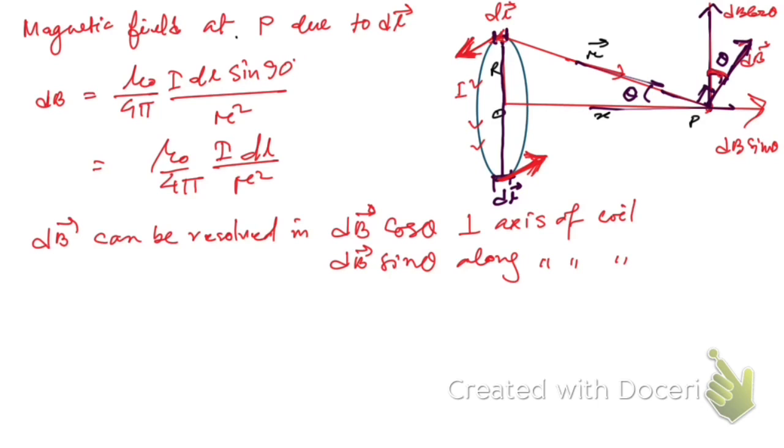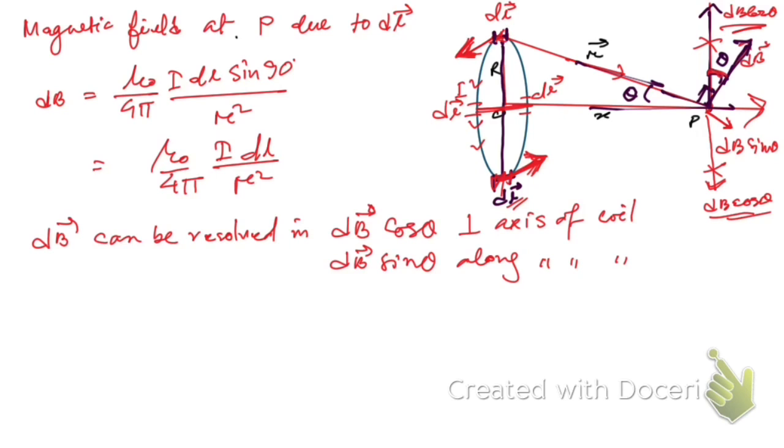And as the direction here is opposite, the magnetic field due to this dl component will be along this direction, and its perpendicular component dB cos theta will be equal and opposite to this component, and these two will cancel each other. Similarly, for each and every dl element of this coil, there will be an equal and opposite element dl on the other side of the diameter of this coil. Okay, and the magnetic field due to those will be such that their perpendicular components will cancel out.